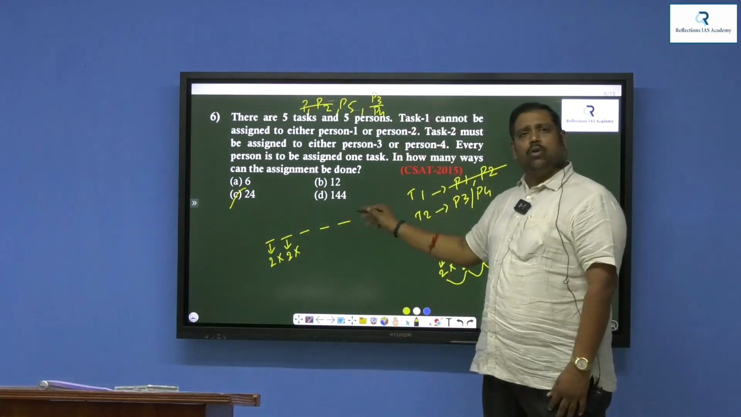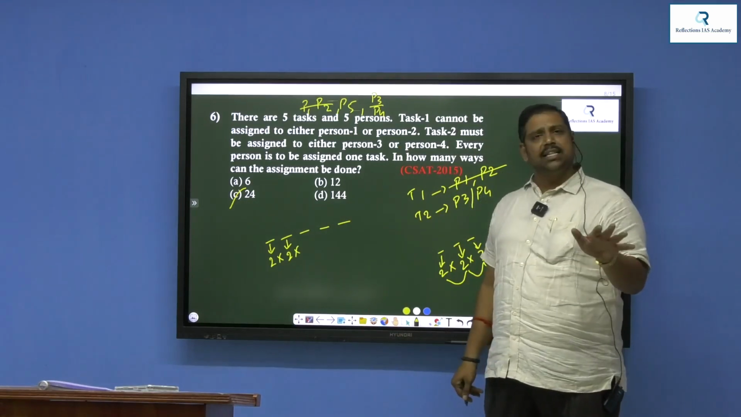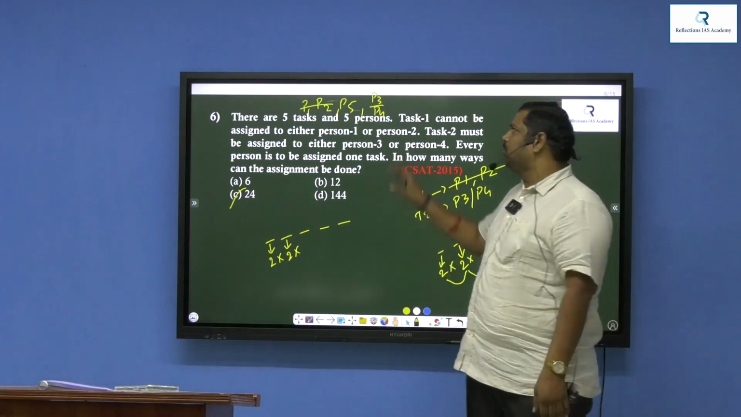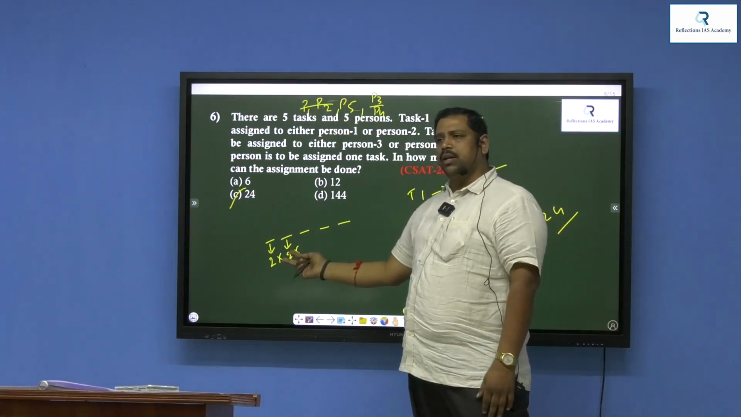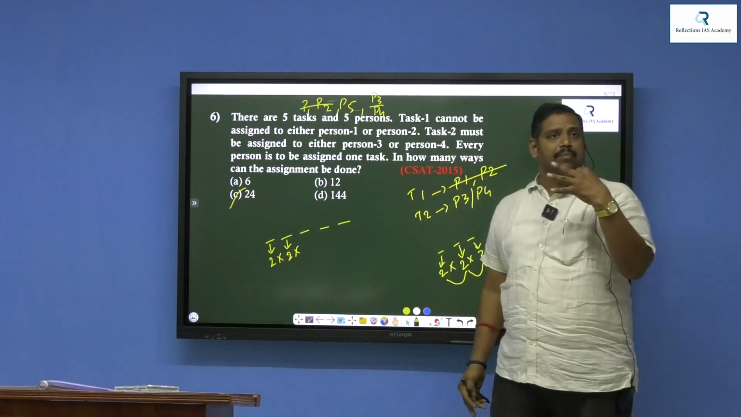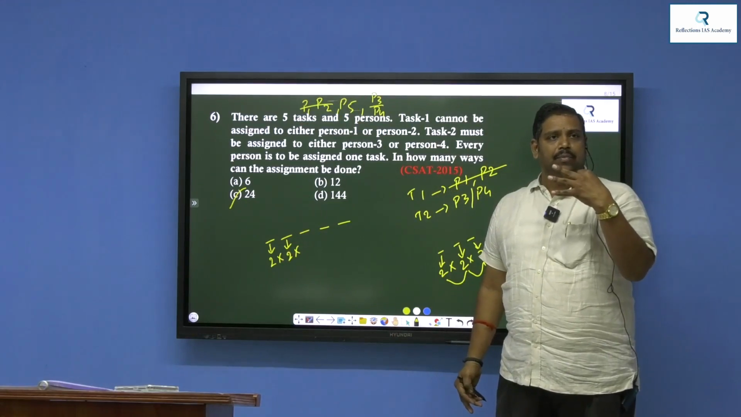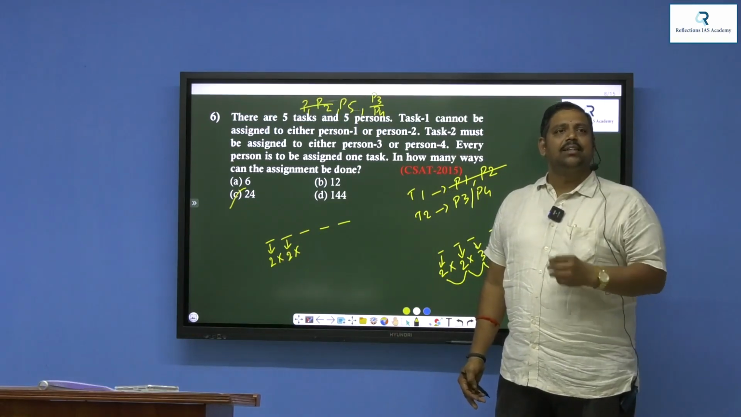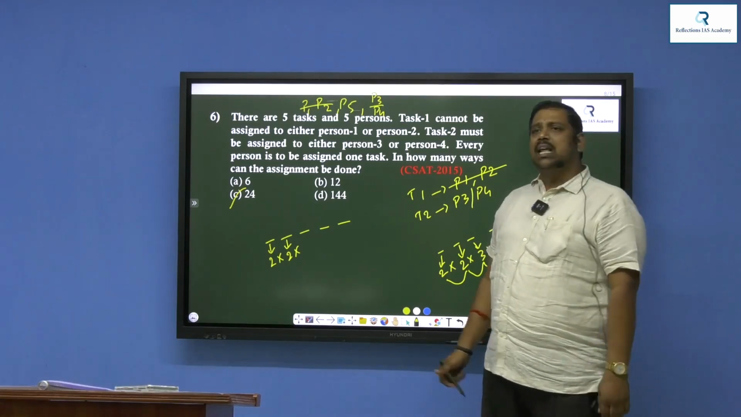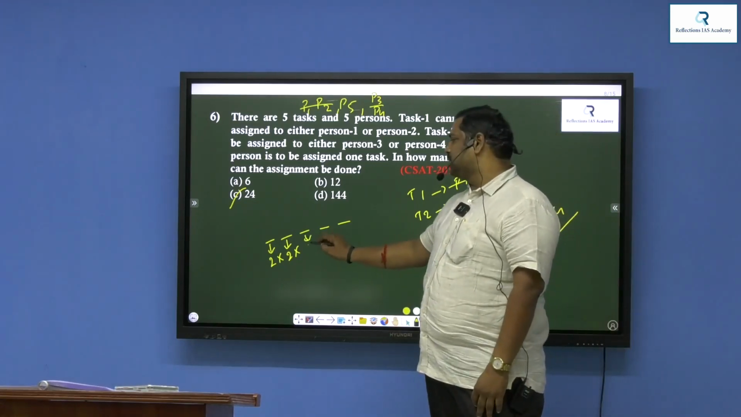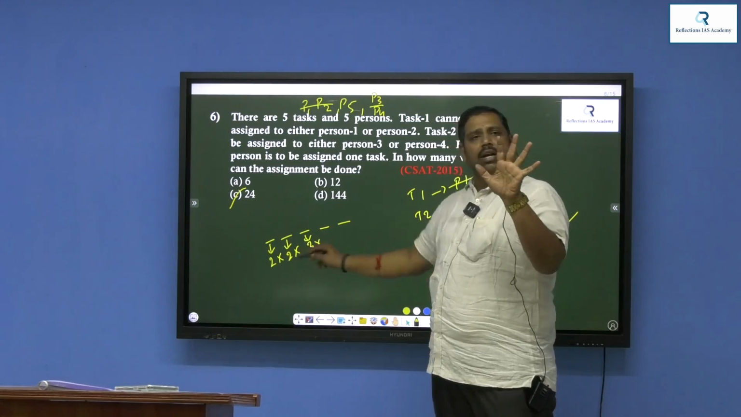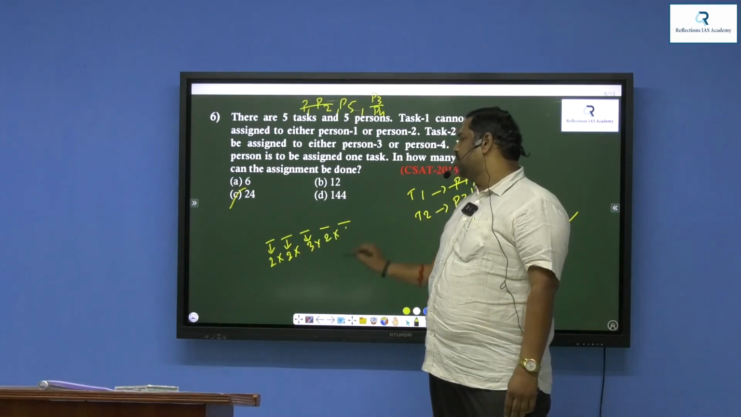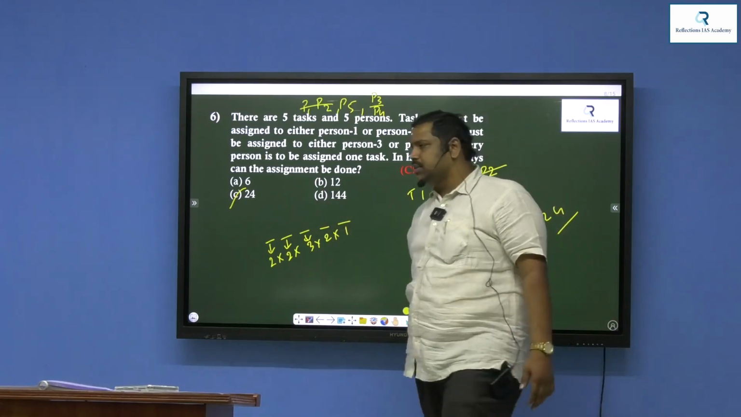Coming to task 3, 4, 5, there is no condition, right? No condition means anybody may occupy any task. Okay, so out of the 5 tasks, 2 tasks appeared here. Still 3 tasks are there. Anybody may come here, so this can be done in 3 ways. Out of 5, 3 are already assigned, so 2 are there. So this can be done in 1 way. So total, if you multiply, 24 ways.